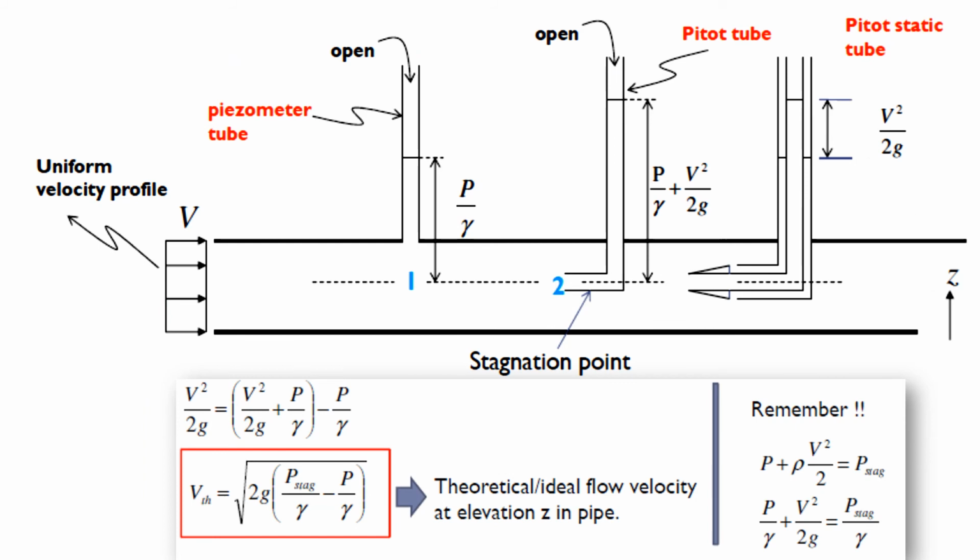If you look at this figure, from the center of the pipeline, the rise of liquid in a piezometer tube is the pressure head, while for a pitot tube, the rise of liquid will be pressure head plus velocity head. This is the pitot static tube, where the outer tube is acting like a piezometer tube while the inner tube is a pitot tube. So the difference of elevation of liquid level in the two tubes will be equal to the velocity head.